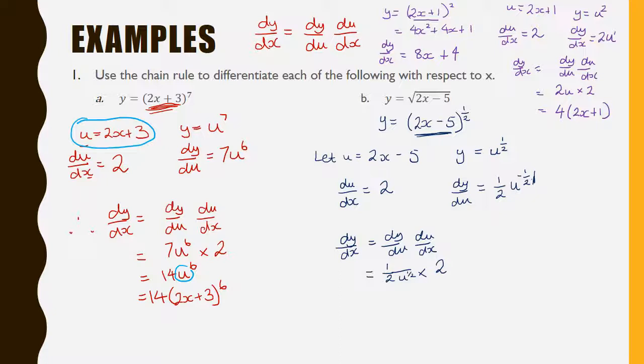So if we're looking at this, we can cancel. The 2's, divide by 2 times by 2 cancels, and I get 1 over square root of u, or u to the power of half, which is the same as the square root of u. Finally, we wanted a derivative with respect to x. Our answer at this stage is a derivative with respect to u. So I need to substitute in our value of u. So I will end up with the square root of, instead of u, 2x minus 5.